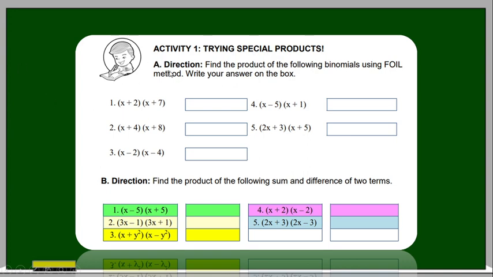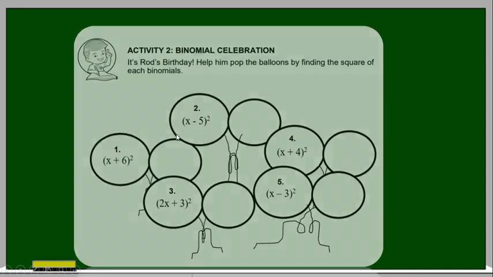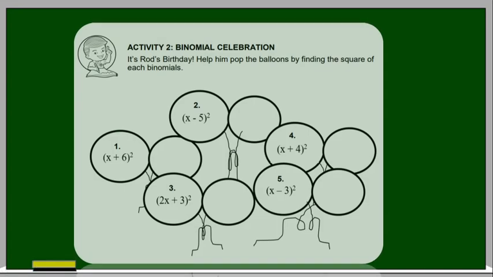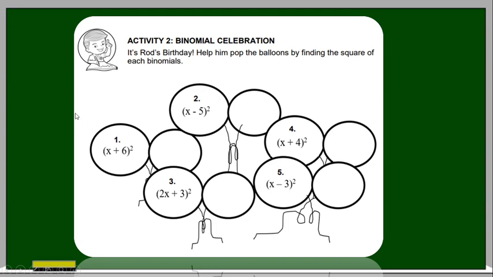So we have activity number 1. Gamitan mo ito ng FOIL method. This is an example of a binomial multiplied by a binomial. FOIL method yan. Next, for activity number 2, Binomial Celebration. It's Rod's birthday. Help him pop the balloon by finding the square of each binomial.